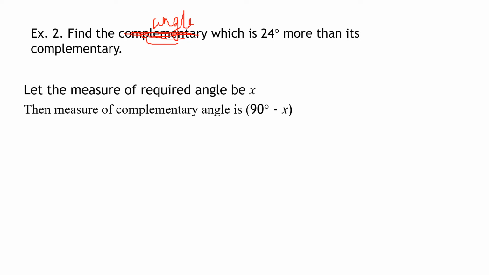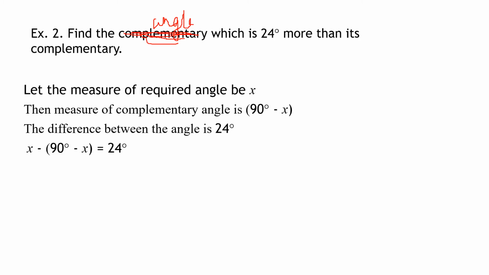Now what is the relation given to us? The angle is 24 more than its complementary. This means subtracting the complementary from the required angle should give us 24. So we have x minus (90 minus x), the required angle minus the complementary, should give us 24.